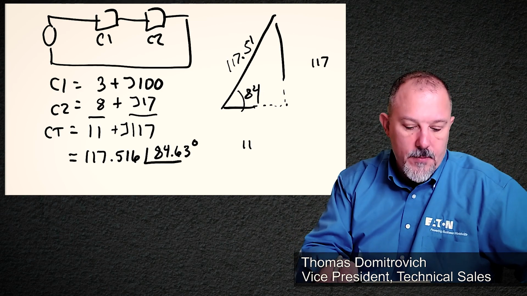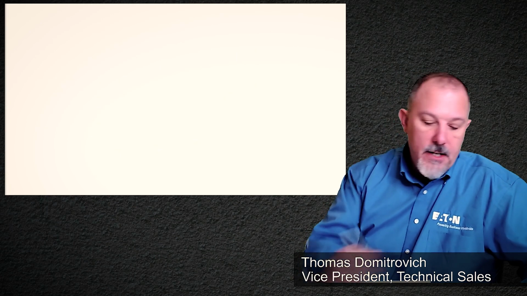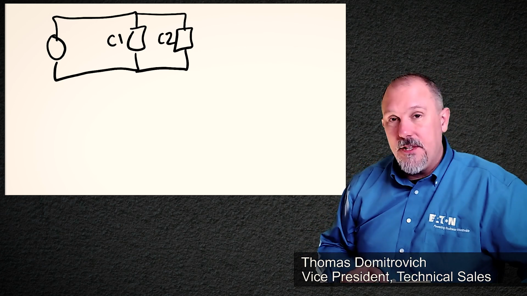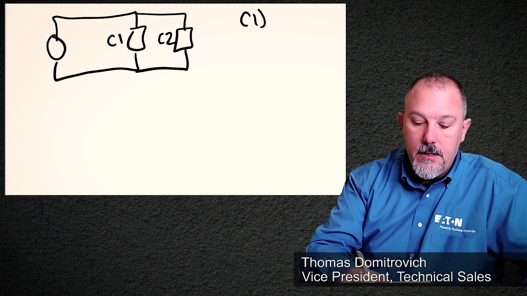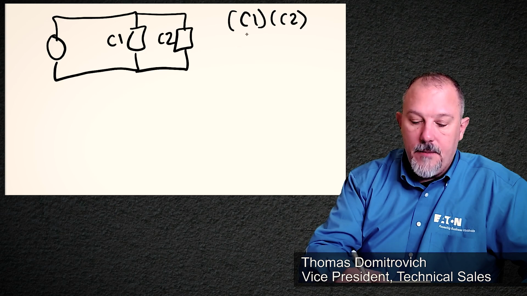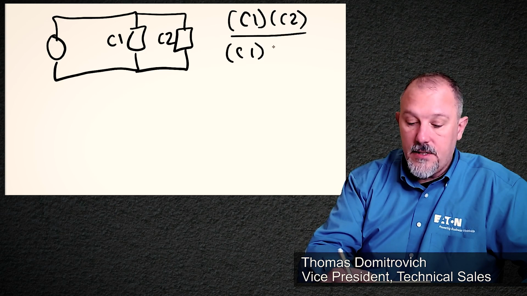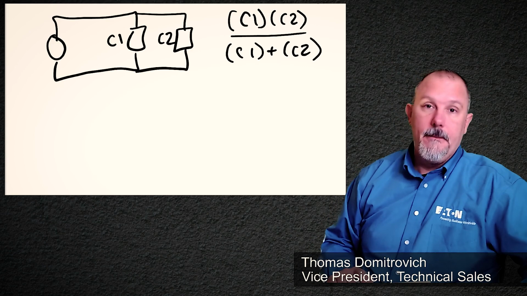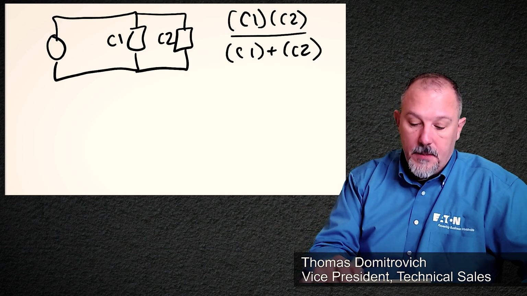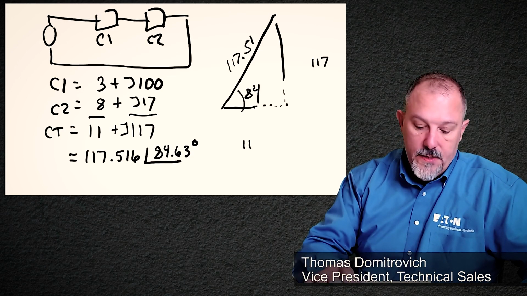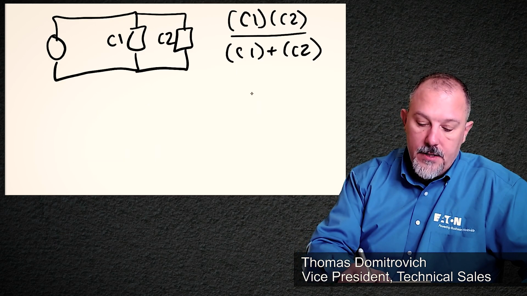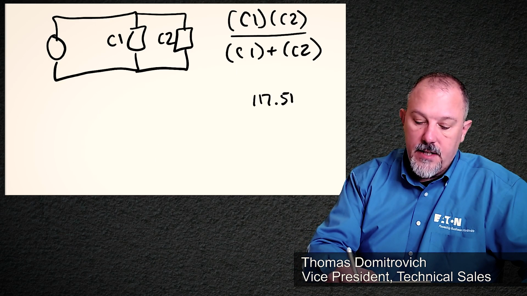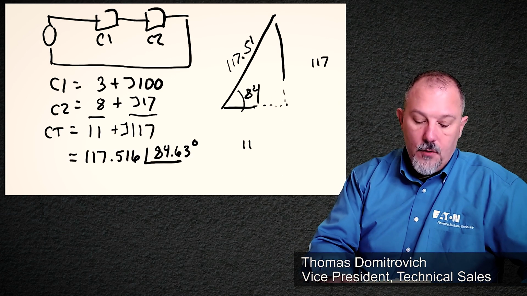And when would I have to multiply? I would have to multiply if I'm doing something like this, right? I have C1 and C2 in parallel with each other. Now I have to take C1 times C2 divided by C1 plus C2. We just did the C1 plus C2 up here. That's 117.516 at an angle of 84.63.